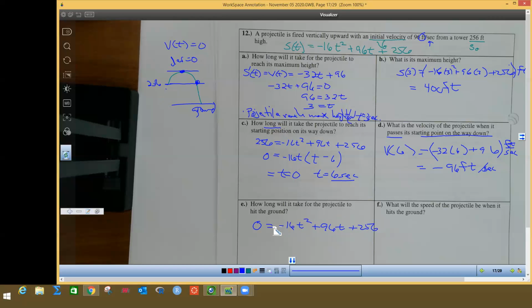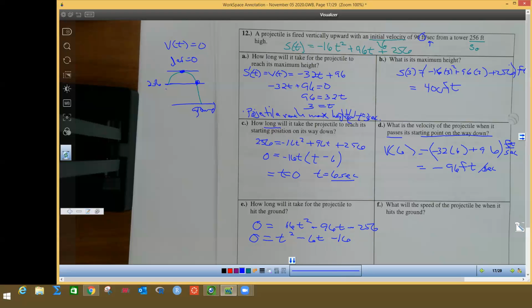Now to save some time, I always like my quadratic to have a positive leading coefficient. So I'm going to multiply each side by -1 right now. And then I'm willing to bet that 256 is divisible by 16. So I'm going to divide every single term by 16 now to simplify my problem. I believe that's what I get.